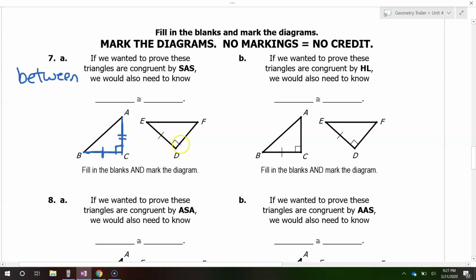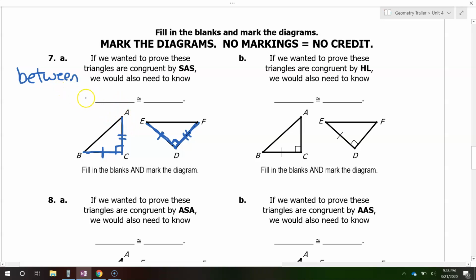Now, I need to do the same thing on the other triangle. So here's the side I already have. That's already marked. Here's the angle that I have. This angle needs to be between the two sides, so the other side must be here. I'll put a double mark on that. So this information would prove the triangles are congruent by side, angle, side. I have two sides and the angle in the middle, congruent to two sides and the angle in the middle, the angle between them.